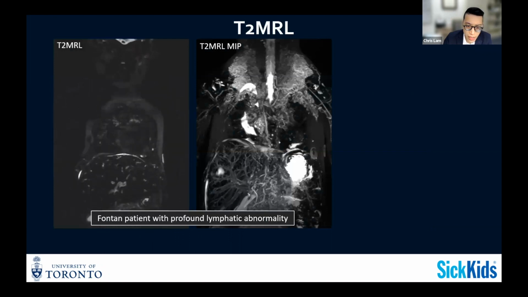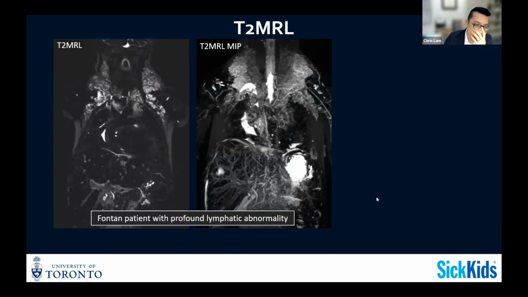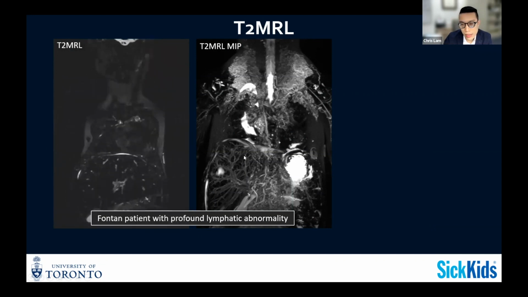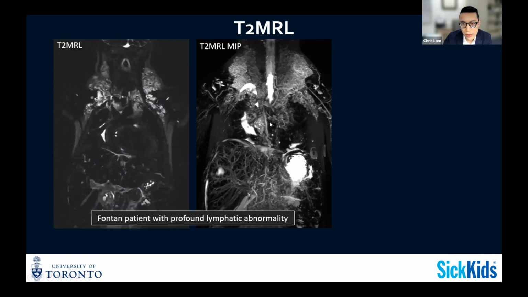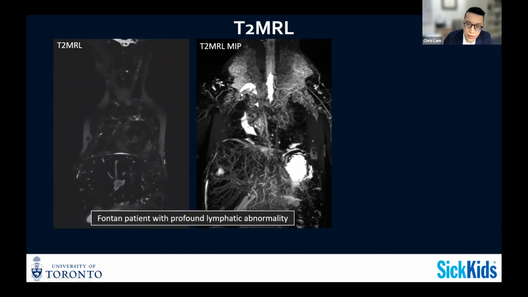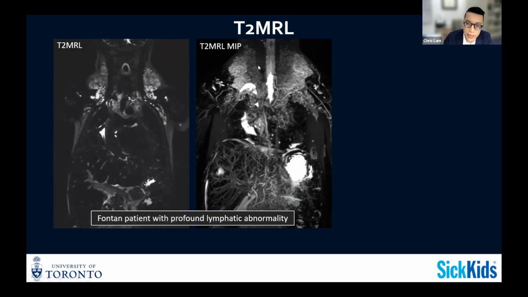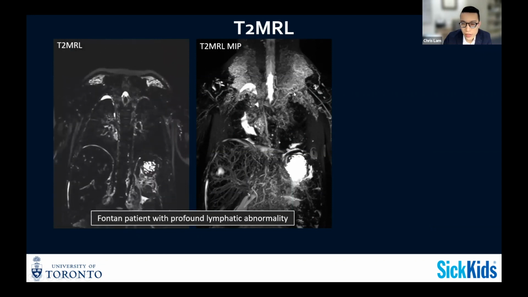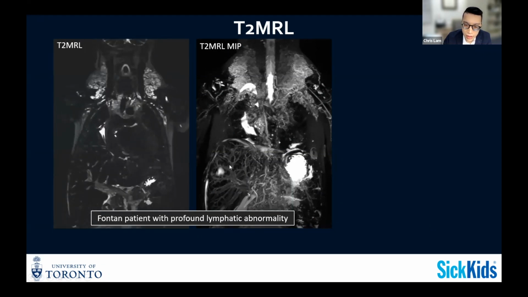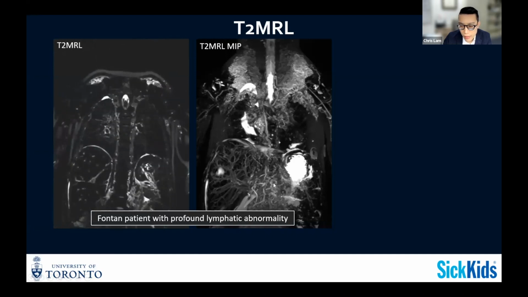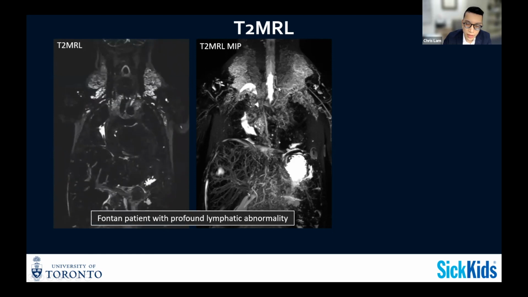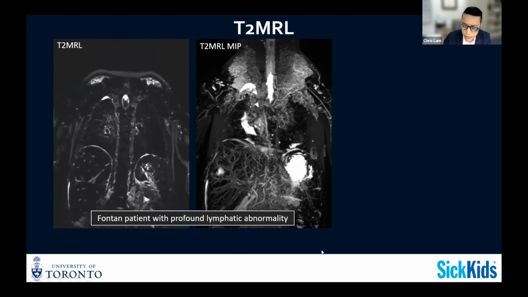This is a Fontan patient with profound lymphatic abnormality. You can see that these are the source images, and this is a maximum intensity projection of these source images. You can see how crazy the lymphatics are in the supraclavicular regions, extending into the mediastinum, into the lungs, and even in the liver, mesentery, and retroperitoneum. There's a ton of lymphatic ectasia, proliferation, and congestion.